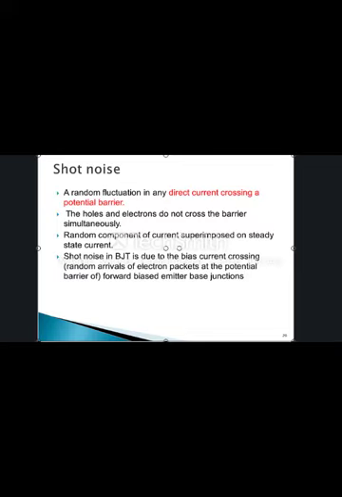Shot noise is basically seen in DC, that is direct current crossing a potential barrier. It means that it is a random fluctuation that takes place in any direct current crossing a potential barrier. The holes and electrons do not cross the barrier simultaneously. That is a random movement of the holes and electrons. Therefore, shot noise is seen in diodes, BJTs, due to the bias current crossing.